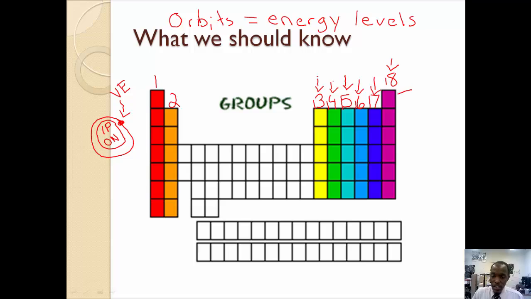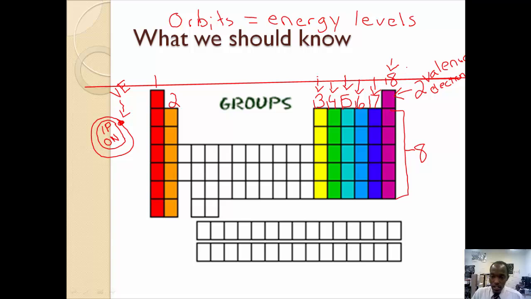Helium is the exception to the rule of 8. The elements in group 18 have 8 valence electrons, but helium, because it only has 2 electrons total, has 2 valence electrons. It is still complete. Just like the others in group 18, it has a complete outermost energy level, a complete orbit. Remember that the first orbit can hold a maximum of 2 electrons.